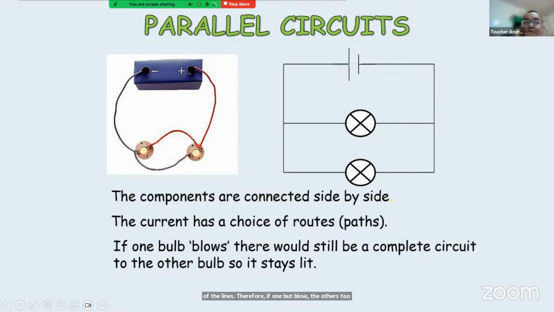Therefore, parallel circuit is often used in many places so as to ensure the system works.